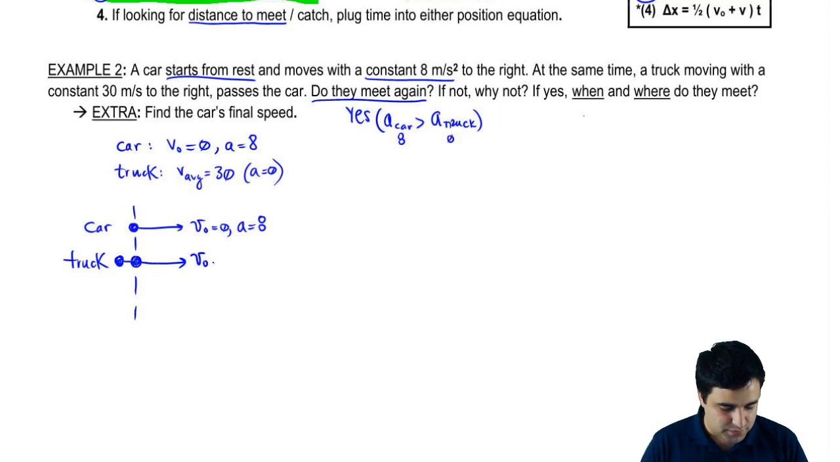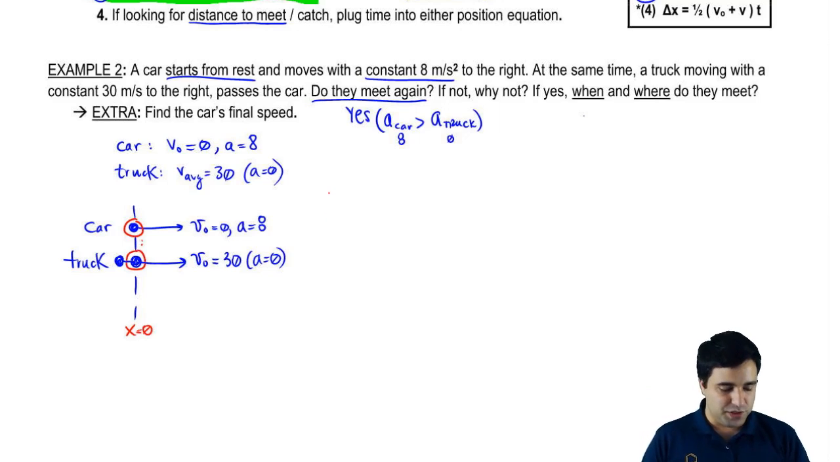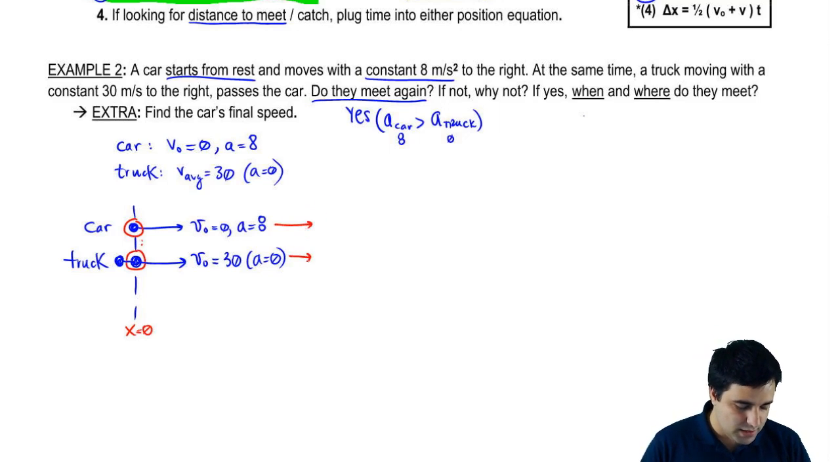Alright, so the initial velocity of the truck, which is a constant velocity for the truck, is 30. The acceleration is 0. And the idea is that the time starts counting here, because the car starts moving when the truck passes the car. So this is my x equals 0, and the time is 0 for both of these. Okay, so what we have to do is write the position equation. Remember, the position equation is x equals x initial plus v initial t plus half a t squared. This is the expanded position equation.